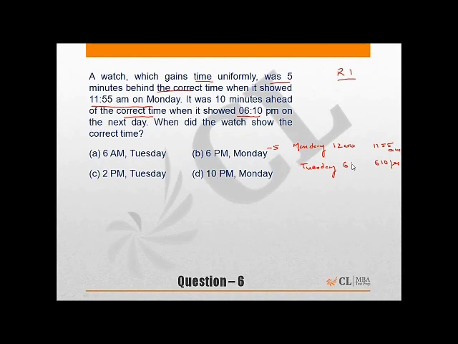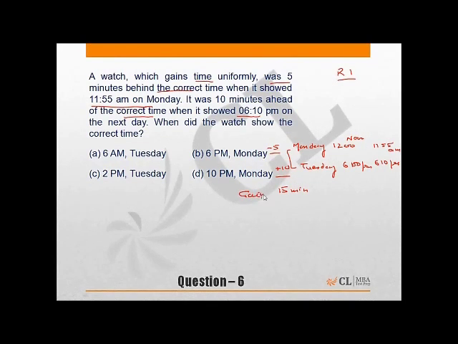The correct time was 6 pm. So this is 12 noon. So it is +10, or I can say the clock has gained 15 minutes. So from -5, 5 minutes behind, to 10 minutes ahead, it has gained 15 minutes.